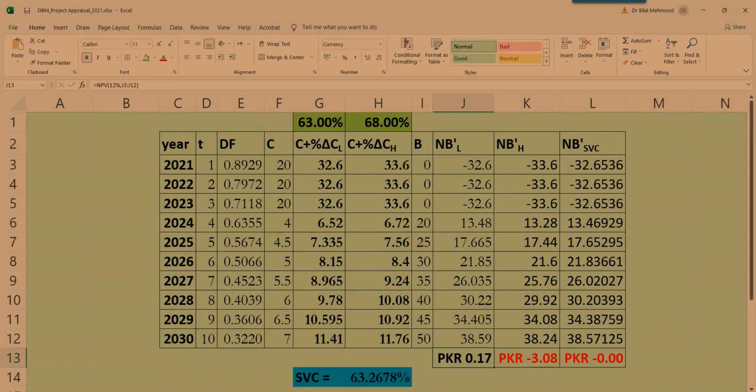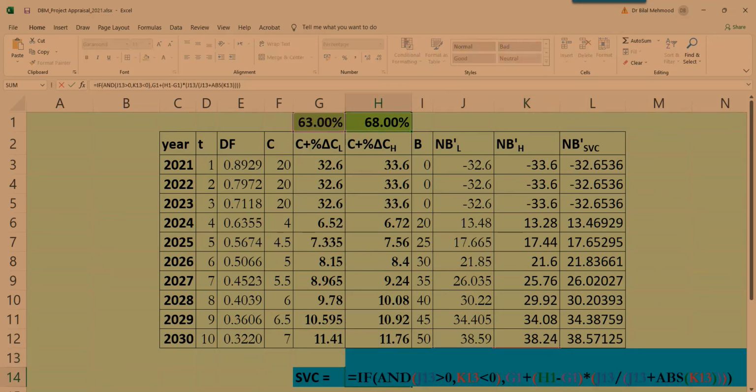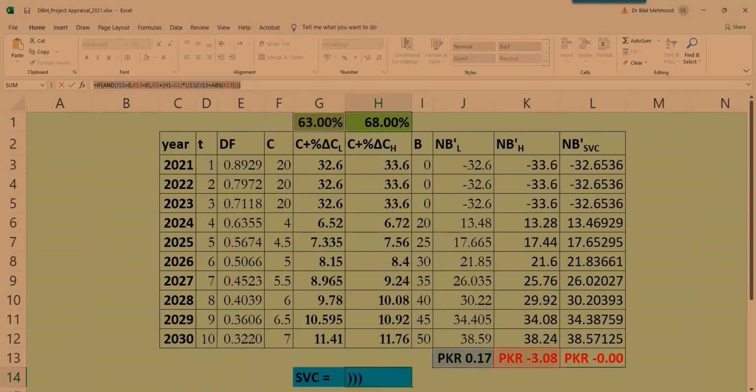So the interpolation is possible because one of the NPVs is positive and the other is negative. We can see that we can apply interpolation simply by using this formula. This is a lengthy formula. You can see it from here, from this formula bar, and this formula bar can help us to understand this interpolation formula.